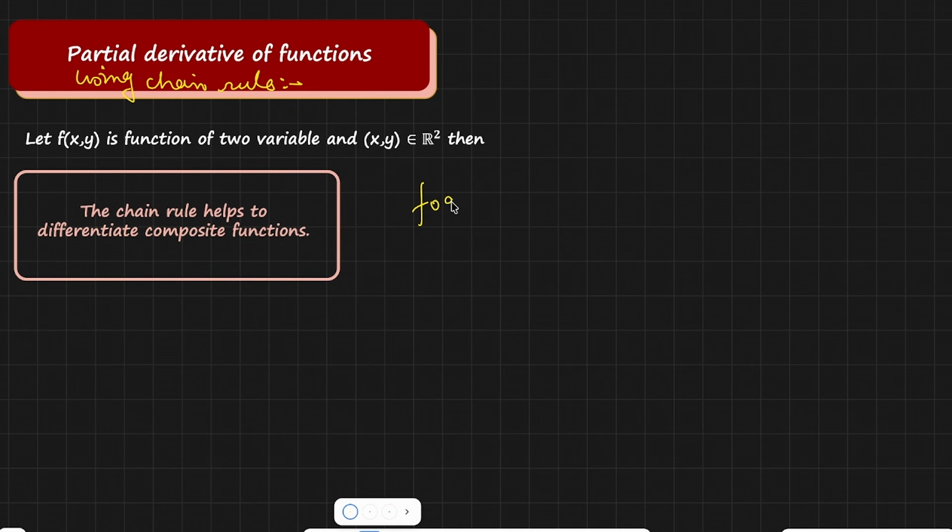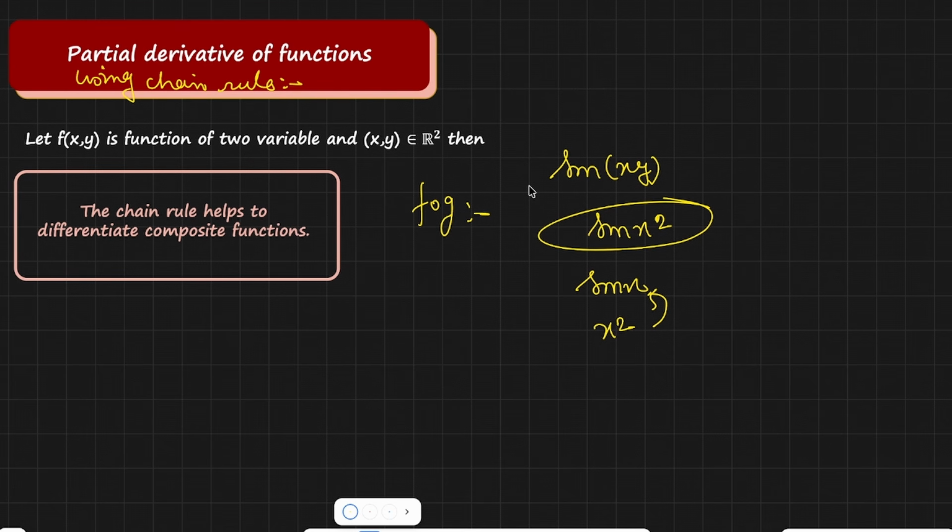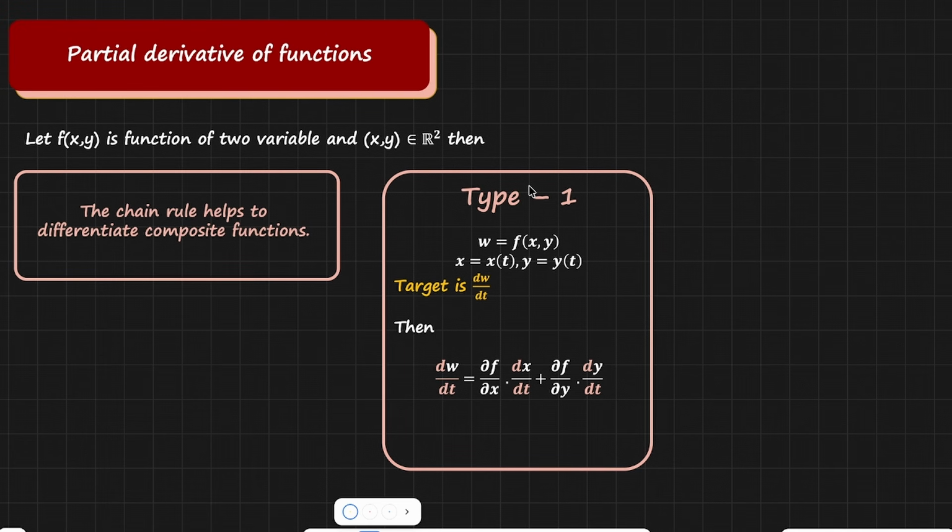It is f∘g. Let's say if it is sin(x²), there are two functions, that is sin x and x². When I take the composite, I will get sin(x²). Okay, so in this case, how to solve that type of problem? There are formulas.